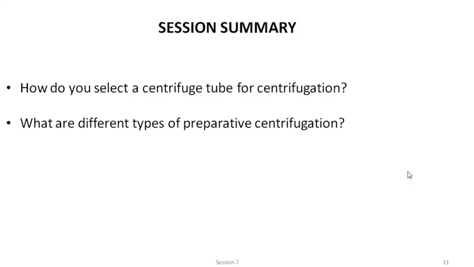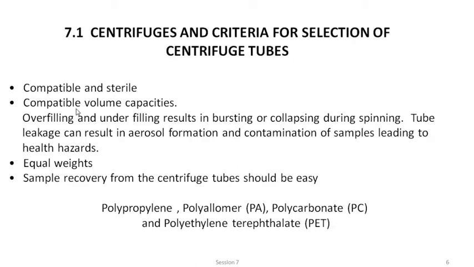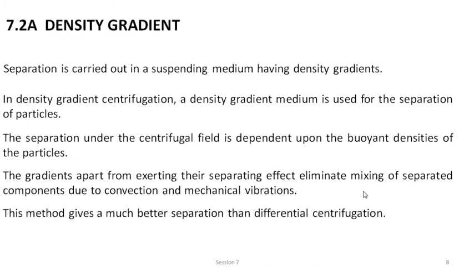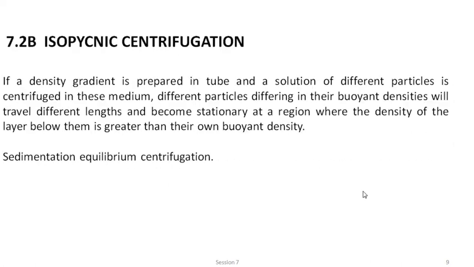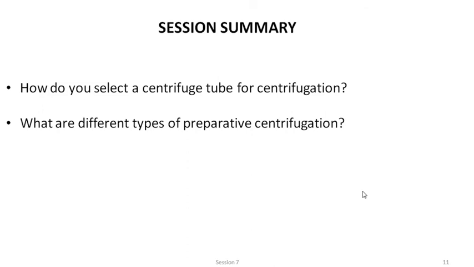So, summary of session 7. You have to select good centrifuge tubes for centrifugation. They have to be compatible and sterile, with compatible volume capacity, equal weight, and easy sample recovery. Then you have preparative centrifugation. Under preparative centrifugation you have two types, differential and density gradient. Then we have seen isopycnic centrifugation. There are three types which we have seen.